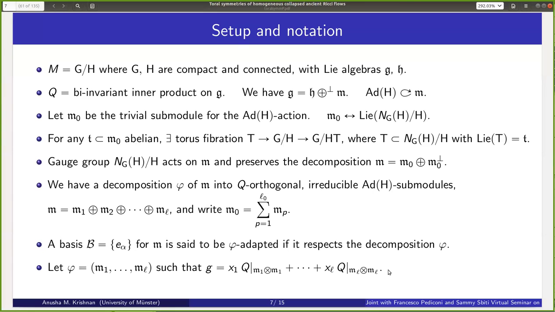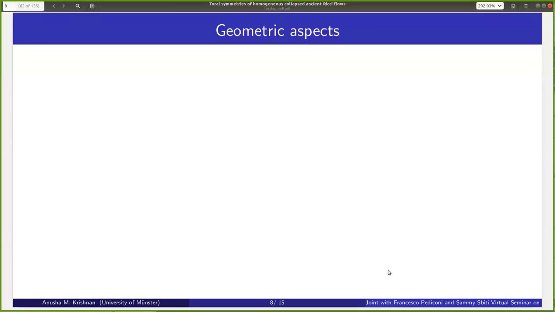Okay, so that was some notation. Now I want to lead up to the geometric assumption in our theorem. I mentioned earlier that if you have a collapsed ancient Ricci flow, then as t goes to negative infinity, the scalar curvature for the volume normalized flow is going to 0.